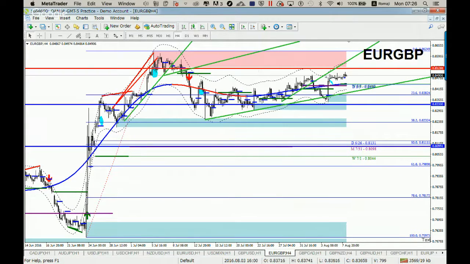Right now, this pair is moving sideways after the interest rate cut, and I want to see if there will be improvements to the downside to get to the monthly pivot for July on this pair.